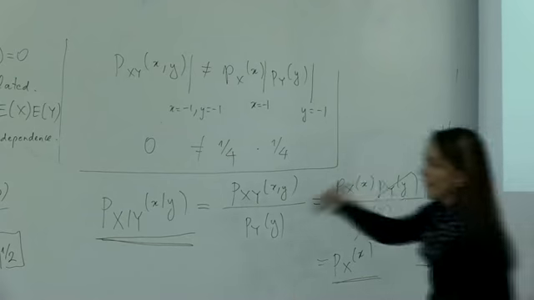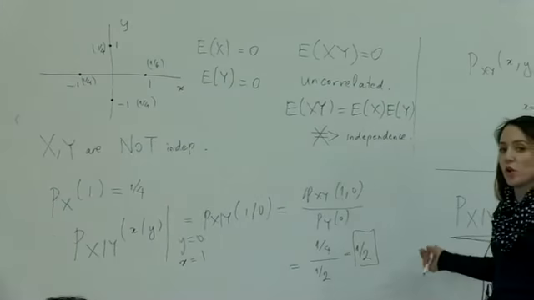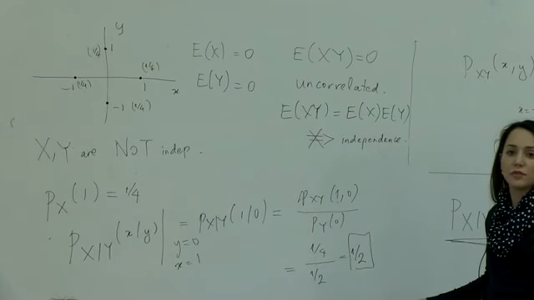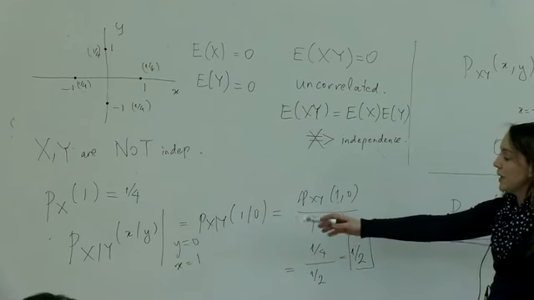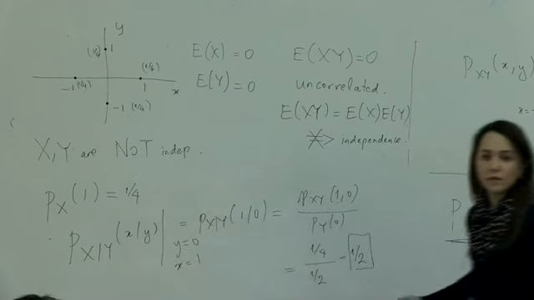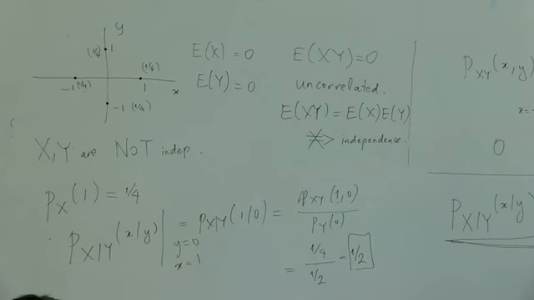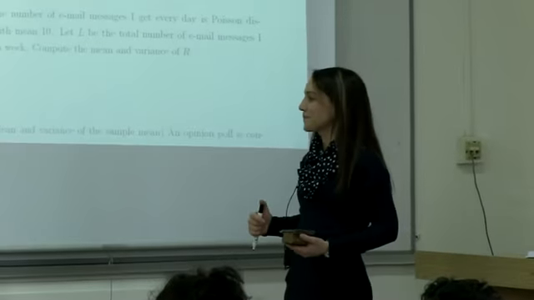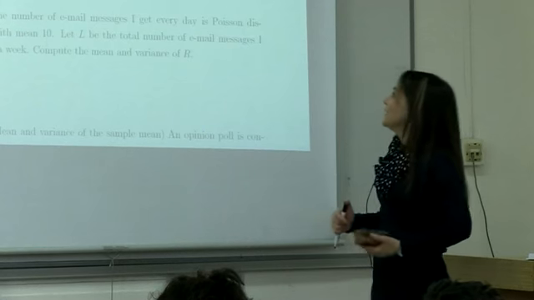I used that here to show a quick counterexample. Since Px given y is 1/2 and Px is 1/4 at the point x equals 1, this shows that x is not independent of y. Okay? Is it clear for everyone? Okay.